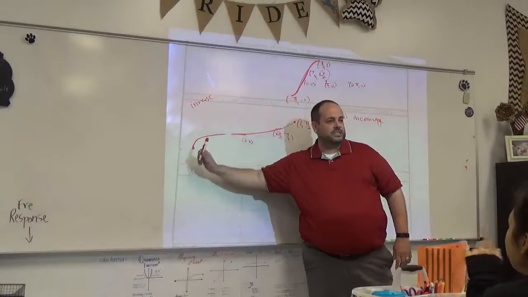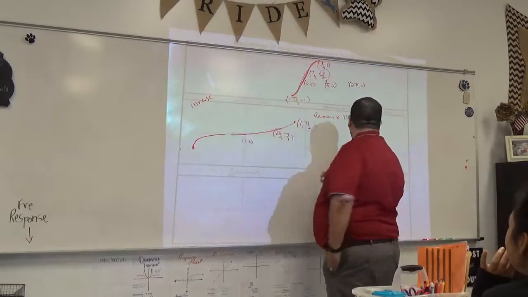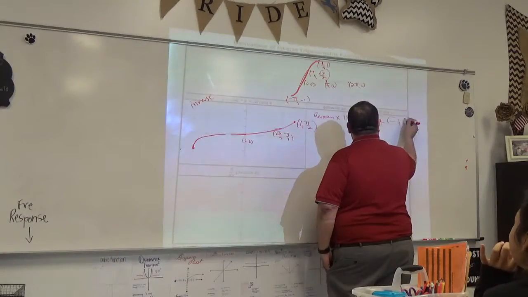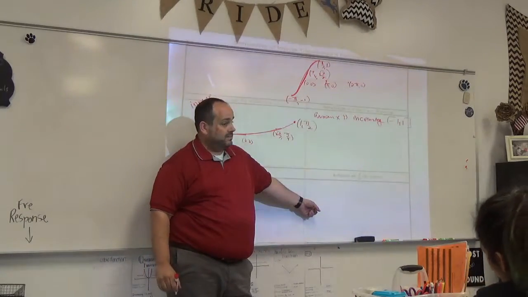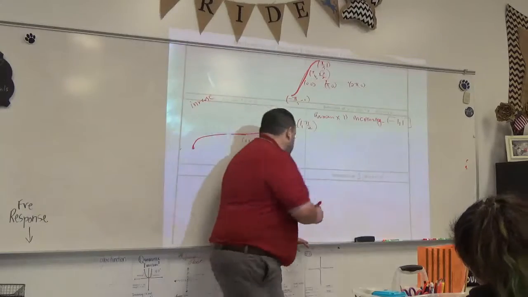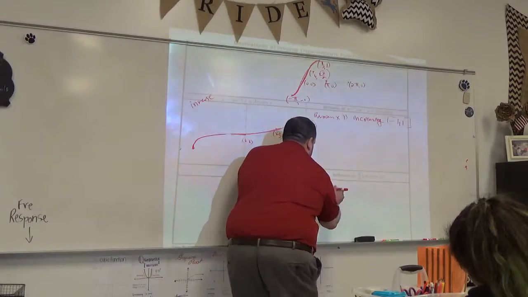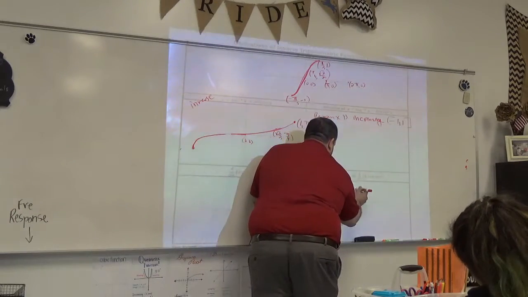Wait, this function is increasing, and I want the x value, so we're increasing on the interval negative 1 to 1. So if arc sine is increasing, the derivative has to be positive. So this guy has to be positive for the interval negative 1, 1.